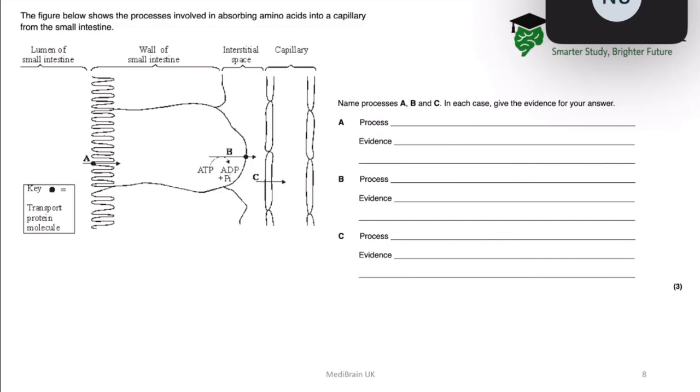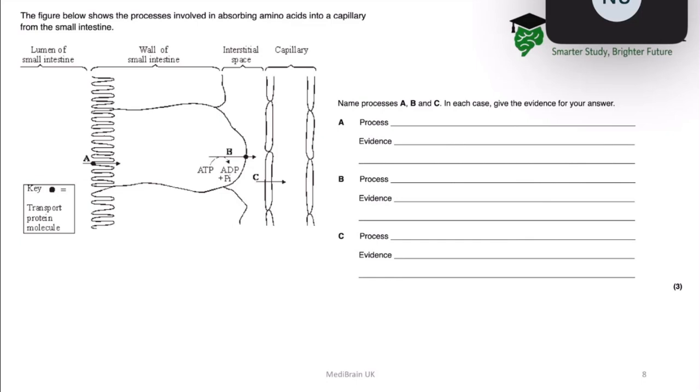So if we have a look at this question, it says the figure below shows the processes involved in absorbing amino acids into a capillary from the small intestine. It says name processes A, B, and C in each case, giving evidence for your answer.